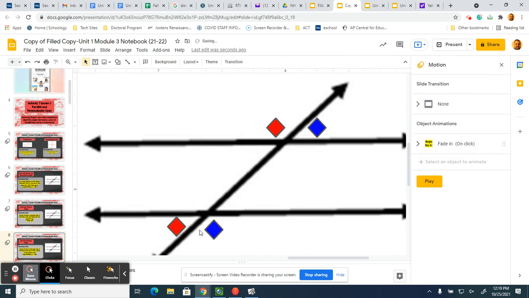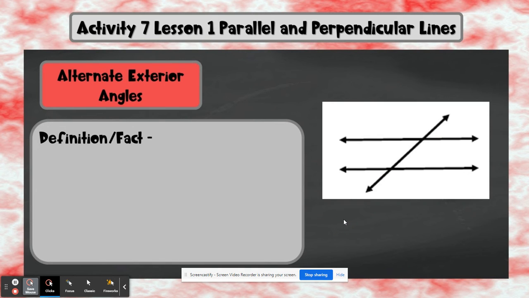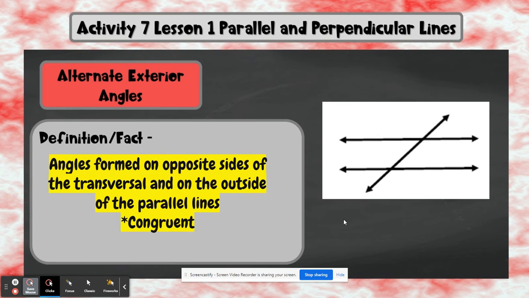So again, these are same side exterior angles, and these add up to be 180. Okay, and then alternate exterior angles. These are angles formed on opposite sides of the transversal and on the outside of the parallel lines. And these are congruent. So if you always hear same side, always know that those add up to be 180. Anytime you hear alternate, that means that they're the same, no matter if they're in or out.